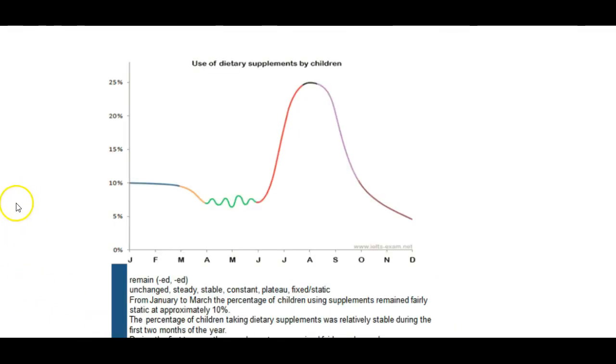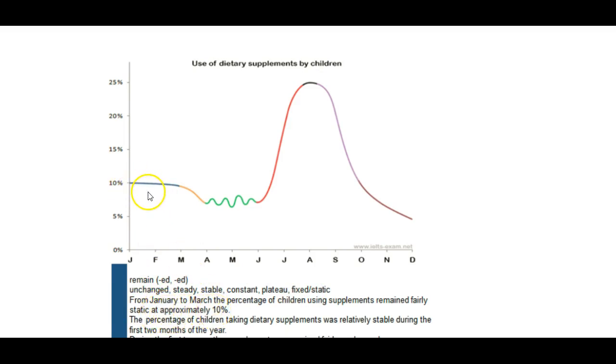The first change we're going to talk about is from January to March. What happened to the use of dietary supplements by children between January and March? We cannot see a significant change in the percentages. So basically we can say from January to March, the percentages of children using supplements remained fairly static or fairly steady. Basically, you can choose any of the words here to describe this change at approximately 10%.